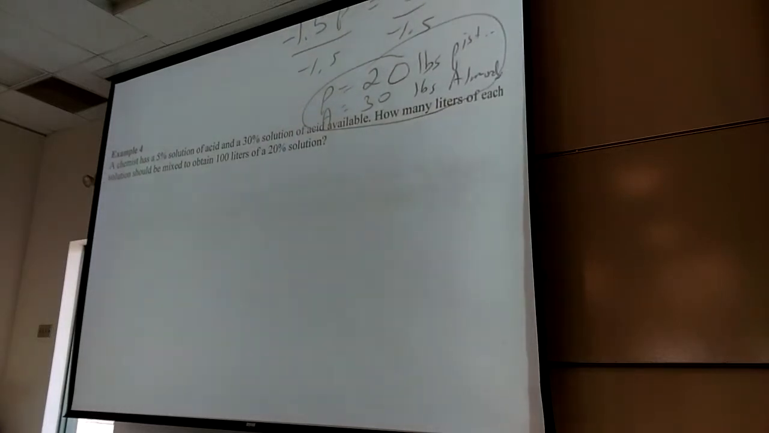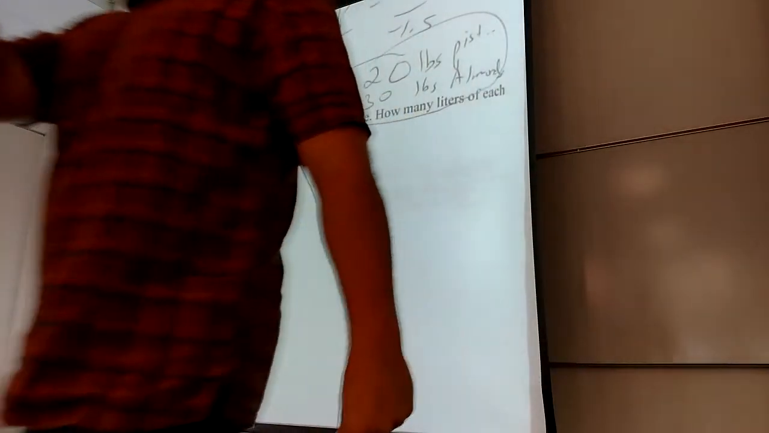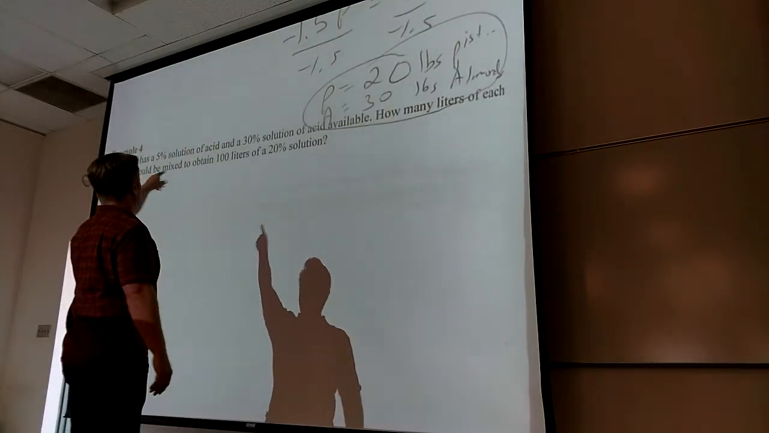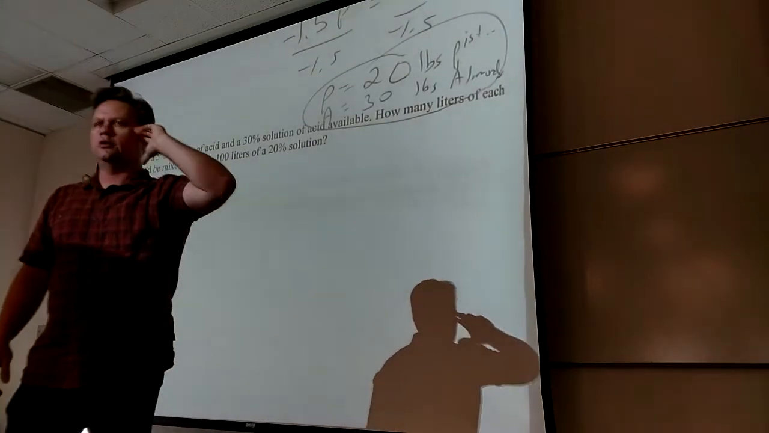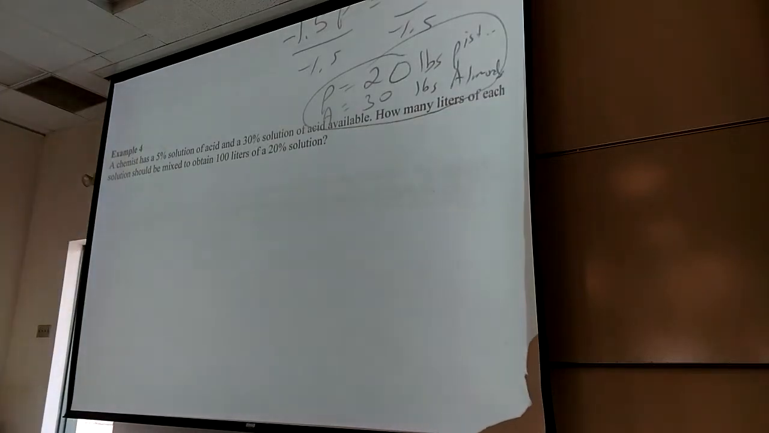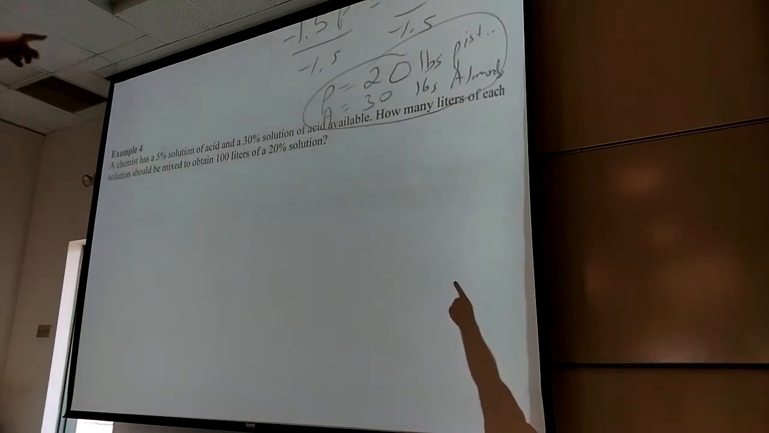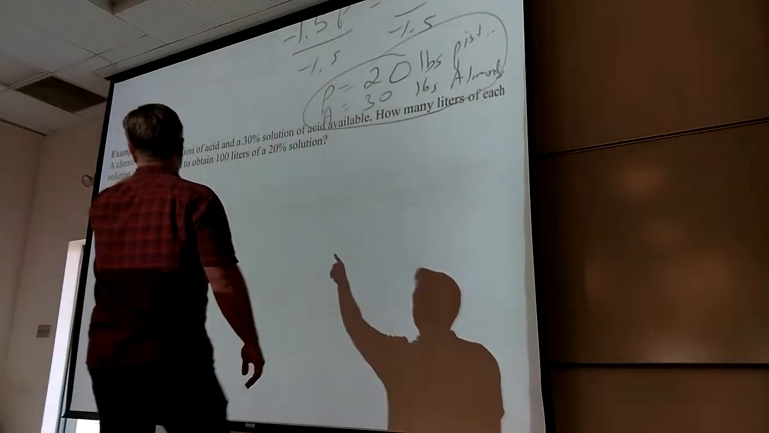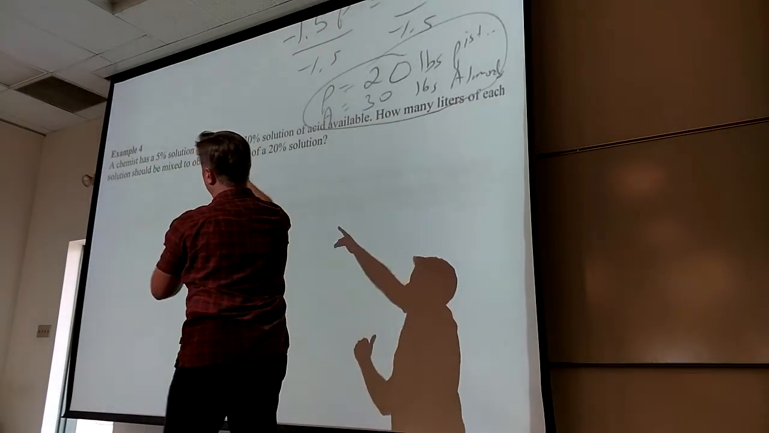Now, I want to talk about this in a not so mathematical way, believe it or not. Just at first. You've got a 5% solution of acid and a 30% solution of acid, which means it's got 5% acid and 95% something else. Right? 70% something else and 30% acid in the other one. You guys with me? Okay. How many liters of each should be mixed to obtain 100 liters of a 20% solution?